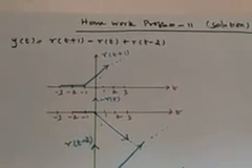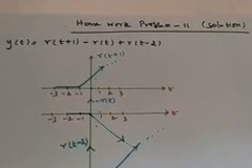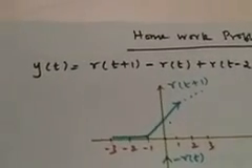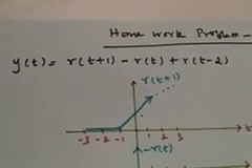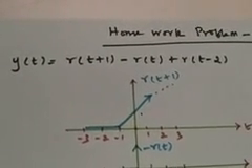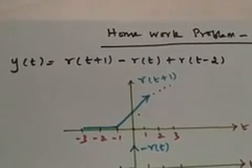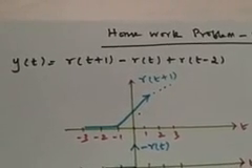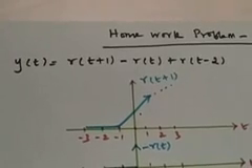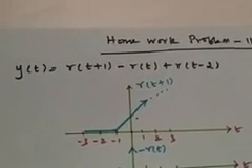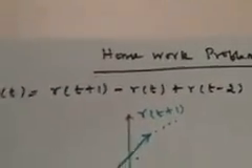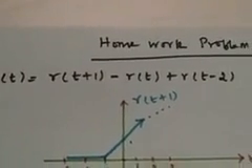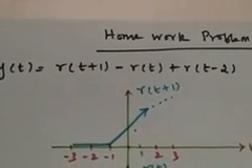My dear students, this is the second problem I have given as a homework. So this is the problem: y of t equals r of t plus 1 minus r of t plus r of t minus 2. Whenever you find r, immediately you will think about a ramp signal, a unit ramp signal. So we'll see how to draw each and every part of this y of t individually.